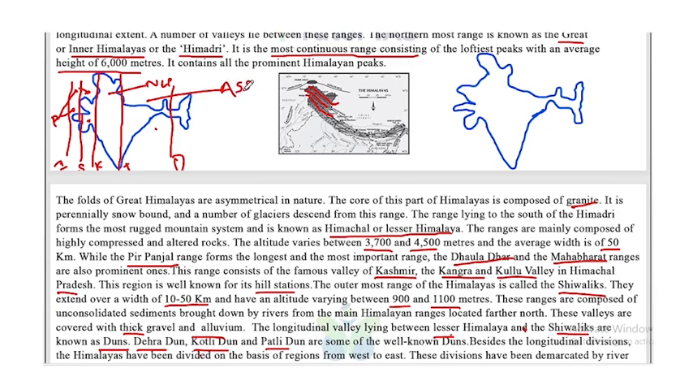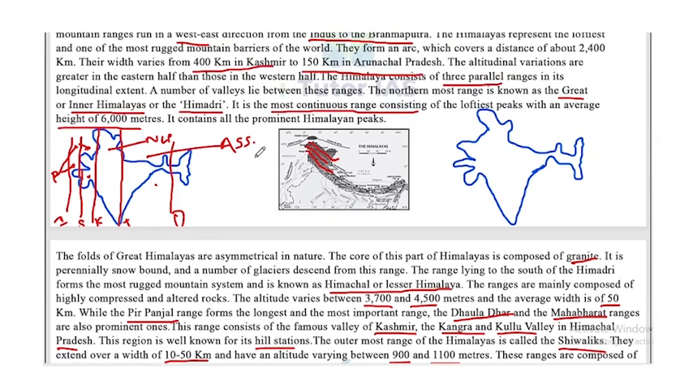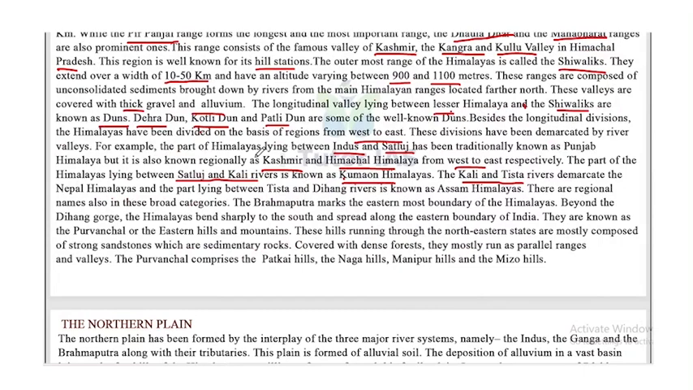So that is the west to east division of the Himalayas. Now, there are regional names also in these broad categories. The Brahmaputra marks the easternmost boundary of the Himalaya. Beyond the Dihang Gorge, the Himalayas bend sharply to the south and spread along the eastern boundary of India. Look at this picture.